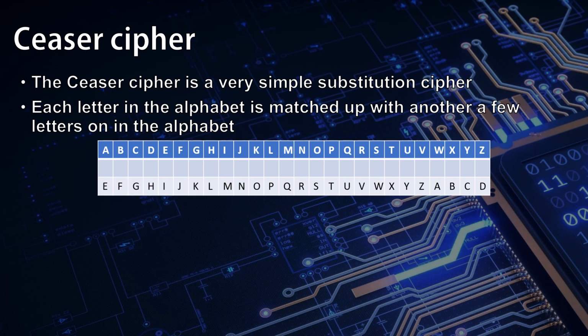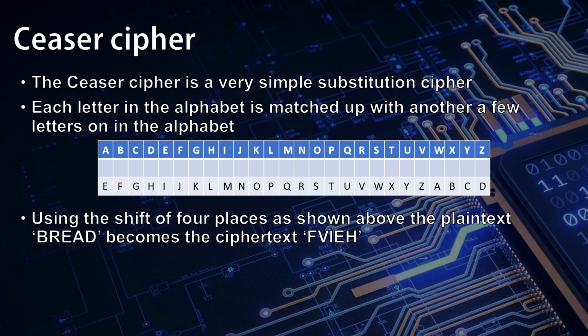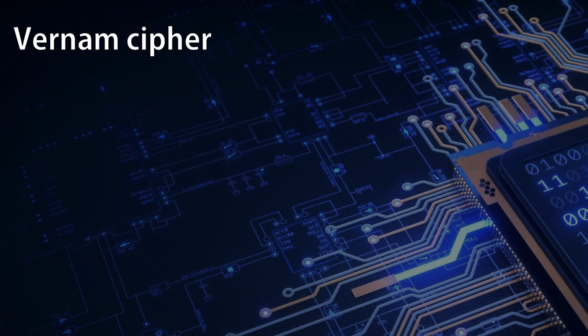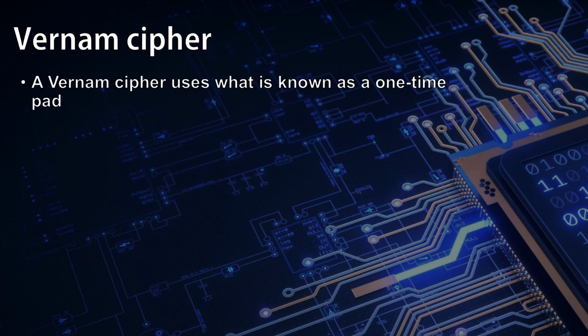Using this grid to perform a Caesar cipher shift, the plain text word bread becomes the ciphertext FVIEH. The Caesar cipher is not at all secure because it can be cracked by trial and error in a maximum of 26 attempts. A Vernam cipher uses what is known as a one-time pad.